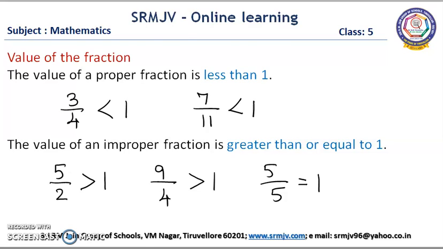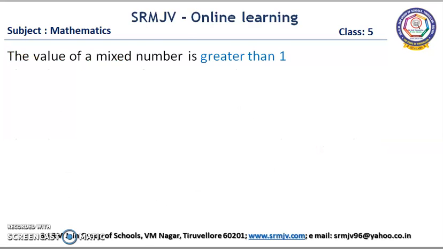Is it clear? Then, the value of a mixed number is also greater than 1. Mixed number is a combination of a whole number and a fraction, isn't it? So, the value of a mixed number is greater than 1. Okay, let us see one more example. 5, 3 by 4. Here, 5, 3 by 4 is a mixed number. So, the value of a mixed number is always greater than 1. Can you understand, children? Is it clear?